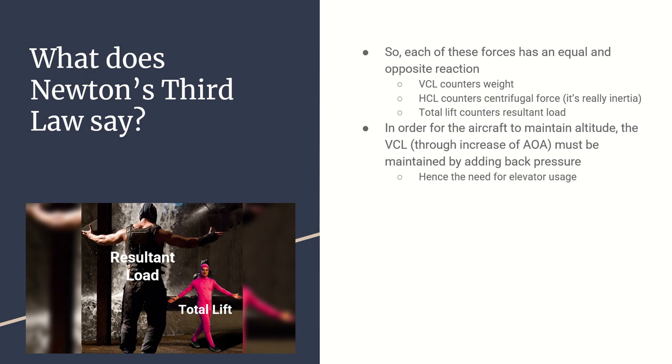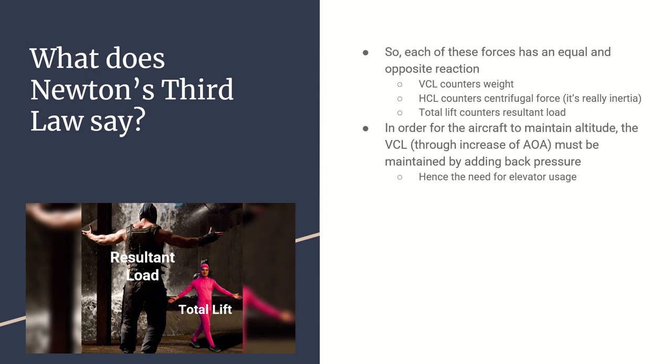And then when we talk about total lift, the force that counters that is going to be resultant load. So if total lift is a combination of vertical component of lift and horizontal component of lift, then we can assume that resultant load is a combination of the counter forces. So a combination of weight and centrifugal force or inertia creates that resultant load, okay? So again, as we talked about before, if we want to have a high enough vertical component of lift to maintain our altitude, then we need to add enough back pressure to supplement that. So we are increasing the total amount of lift to keep that vertical component where it needs to be.